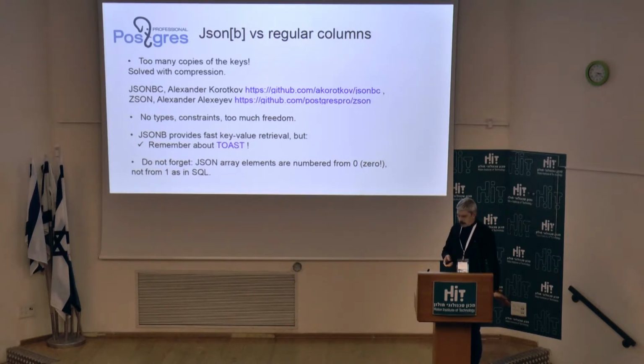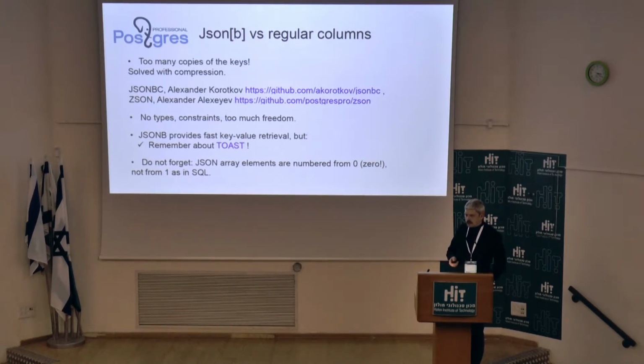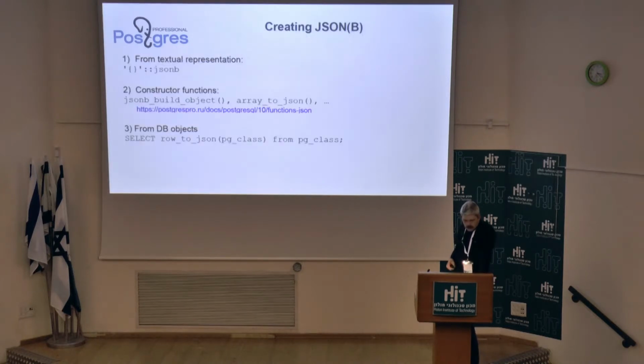JSON is not very strict, so you don't have constraints. You don't have data types. It's worse than regular database columns. So always you need to decide where to use JSON, where to use classical database. Okay, so how to work with JSON and JSONB? Yeah? May I ask about the SQL JSON, the upcoming... I will come to this later, the SQL JSON. So first I describe the classic JSON, JSONB, and then come to SQL JSON.